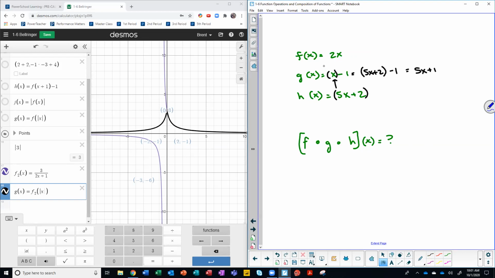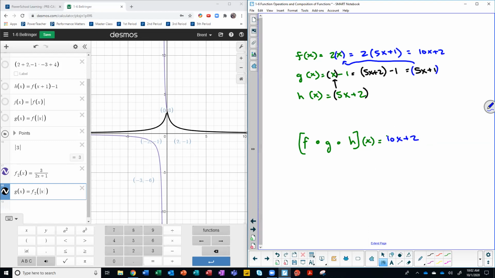And so then I would substitute it into this equation. So this right here will get substituted in right there. And so I'd have 2 times 5x plus 1. So my answer this time would be 10x plus 2 when I distribute. So f of g of h of x would be 10x plus 2.